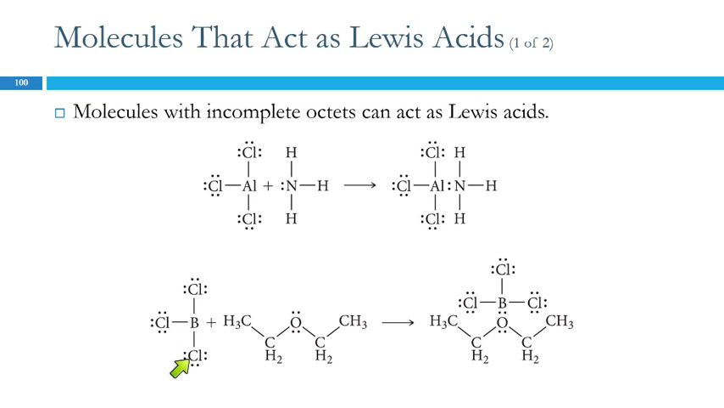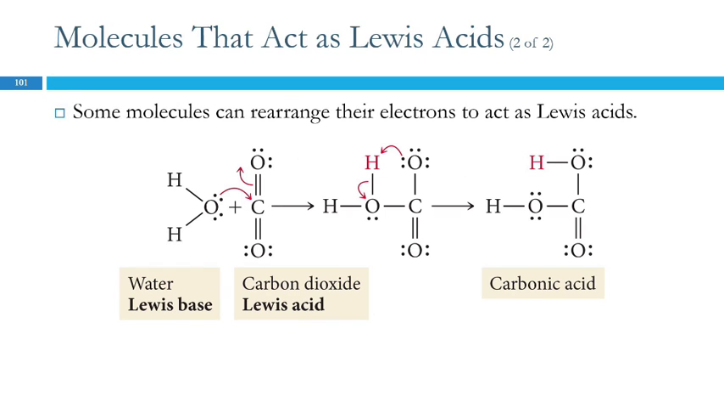Here's BCl3, again, incomplete octet. Here we've got, this is actually an ether. It's an organic compound. It's got an oxygen here with lone pairs. This lone pair can connect with this boron that has the incomplete octet. So this is the acid, and that's the base. You'll use a lot of this in OChem. So molecules with incomplete octets, some molecules can rearrange their electrons. This also happens a lot in OChem.